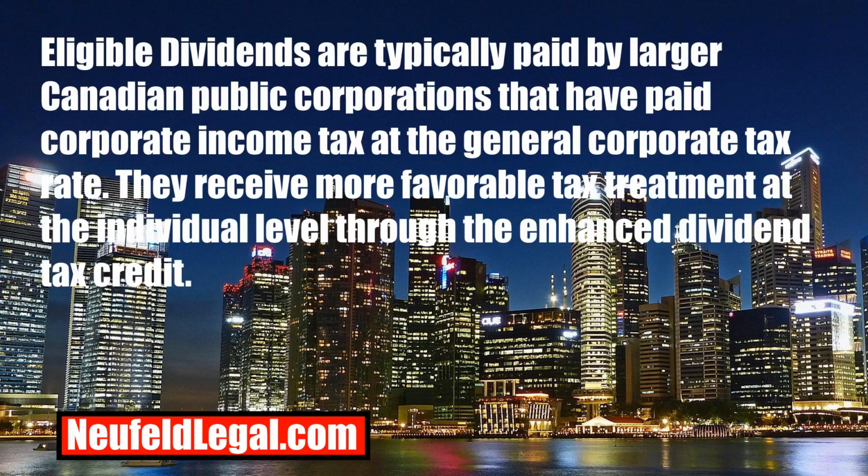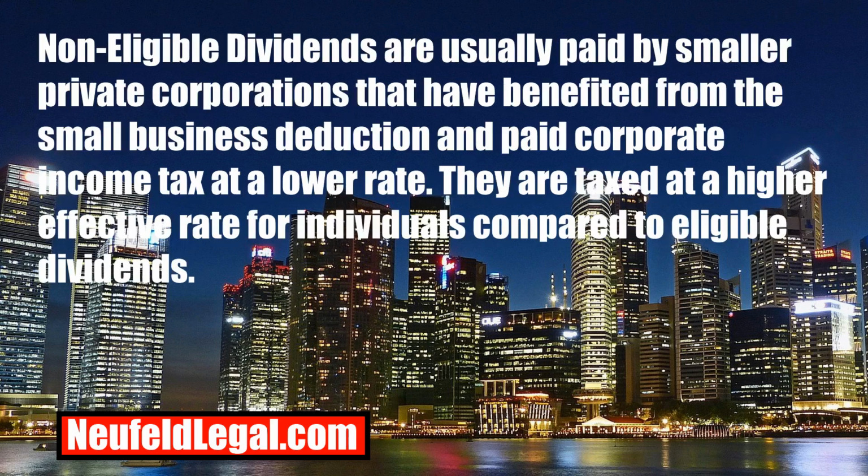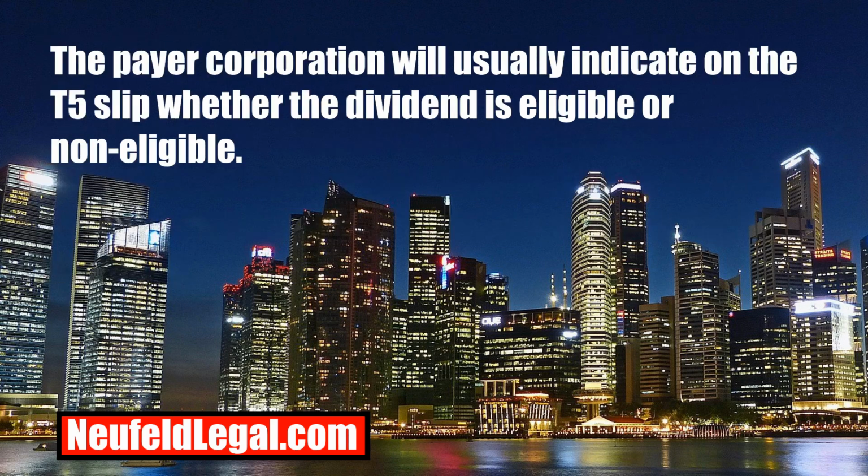Eligible dividends are typically paid by larger Canadian public corporations that have paid corporate income tax at the general corporate tax rate. They receive more favorable tax treatment at the individual level through the enhanced dividend tax credit. Non-eligible dividends are usually paid by smaller private corporations that have benefited from the small business deduction and pay corporate income tax at a lower rate. They are taxed at a higher effective rate for individuals compared to eligible dividends. The payer corporation will usually indicate on the T5 slip whether the dividend is eligible or non-eligible.